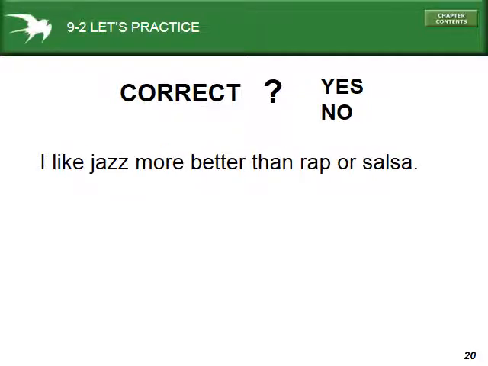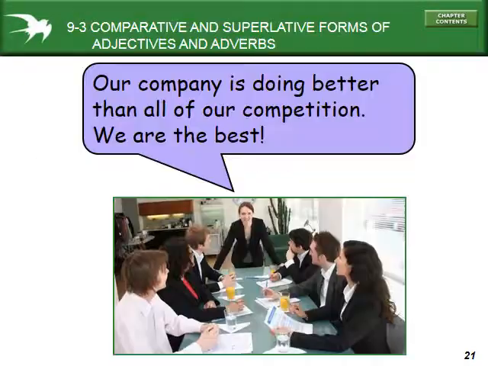What about this one? I like jazz more better than rap or salsa. So in this case it's incorrect. The problem here is that you actually have two comparatives. You're using both more and also the ER form. And in English we don't do that. We don't use more and better and more and whatever ER form of it. So let's look at some of the rules for how do we decide whether we're going to use ER or whether we're going to use more or whether we're going to use EST or whether we're going to use more.